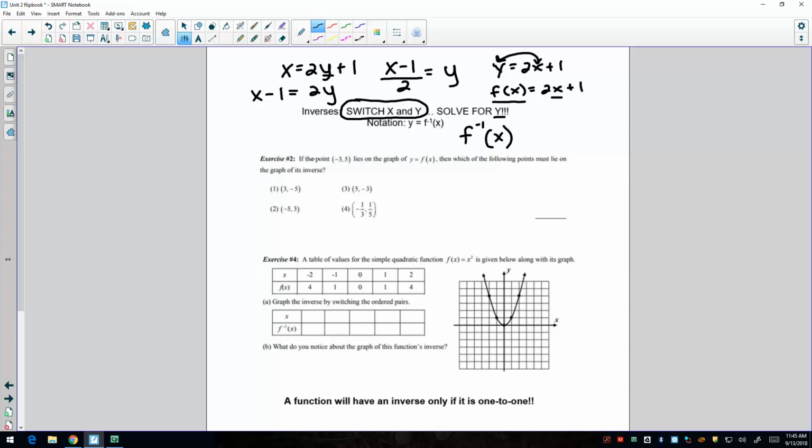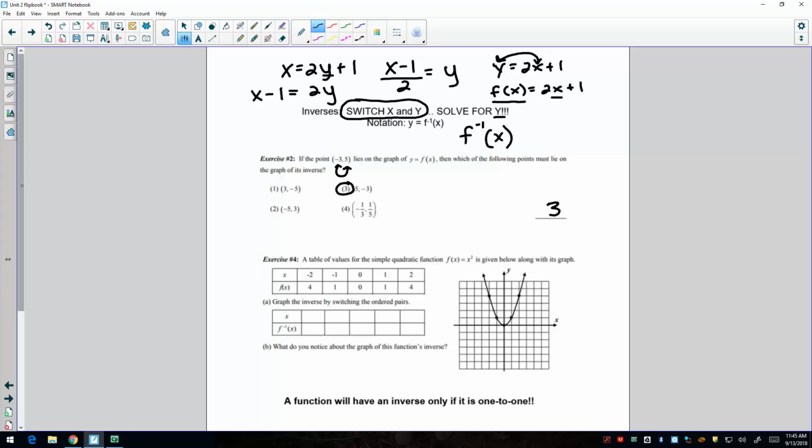Okay, so let's do an example. It says if the point negative 3 comma 5 lies on the graph of y equals f of x, then which of the following points must lie on the graph of its inverse? Well, its inverse is all of the points, but you switch the x and the y's. So literally, you're going to just switch the x with the y, so the answer is choice 3. So 5 would be the x, and negative 3 would be the y.